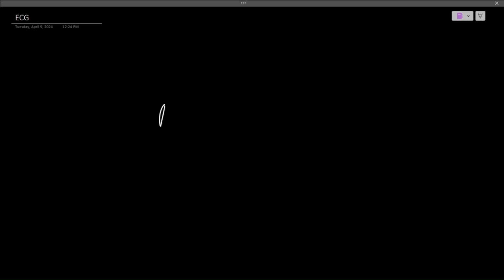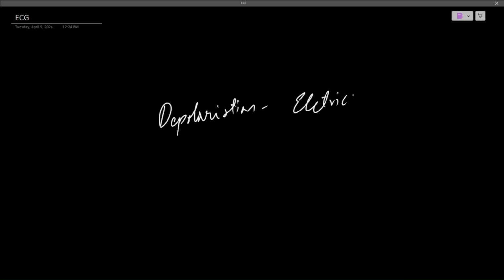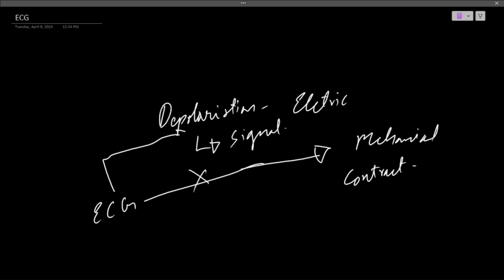This process of depolarization that we have been talking about is electric. That means we are sending in the signal. What follows through is the mechanical part. That is the contraction which happens. So in an ECG, we are not seeing the contraction, rather, we are seeing the electrical signal. So ECG shows the electrical event that led to the mechanical contraction.